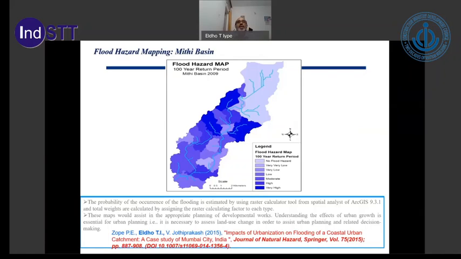So using the models which we developed, or even we can use commonly available models like HEC-RAS, HEC-HMS models, we can use it, and we developed a flood hazard map. Say for example, this is for 100-year return period, which area has more possibility of flooding, very high, moderate, like that. We can get the flood hazard map, and these details are available in this journal paper, published in Journal of Natural Hazards in 2015.